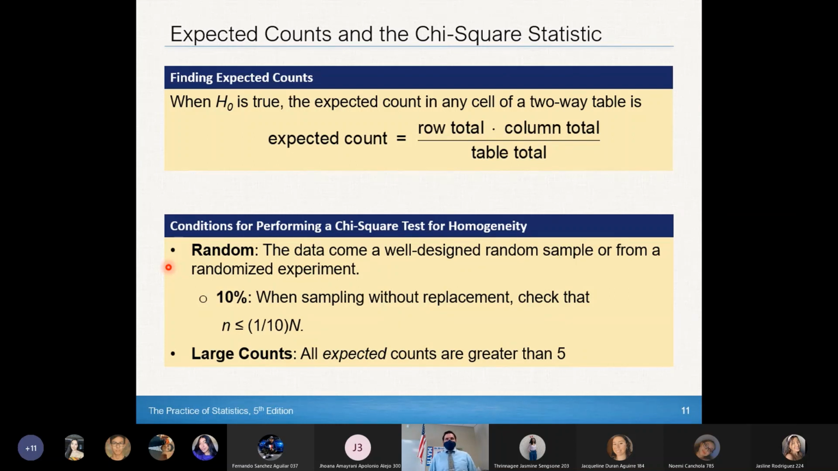When we're dealing with a test for homogeneity, there must be random samples from independent populations. So essentially, they're independent random samples, or the treatments, essentially, right? Randomized treatments. We have a 10% condition and large counts condition that are the same as we've seen for other chi-square tests. We check the 10% when sampling without replacement, and that all expected counts are at least 5.